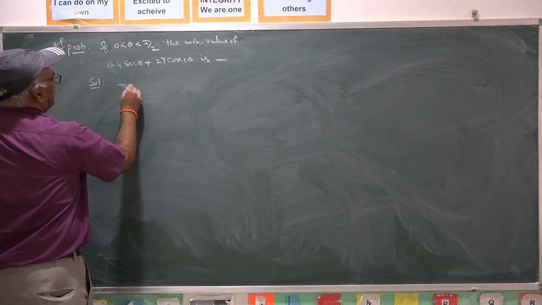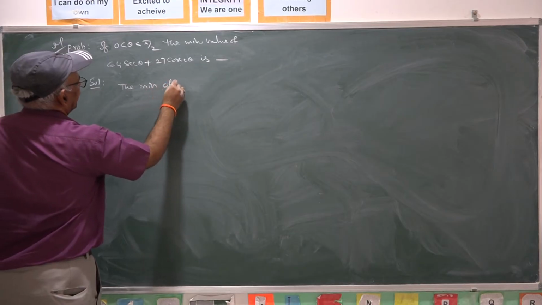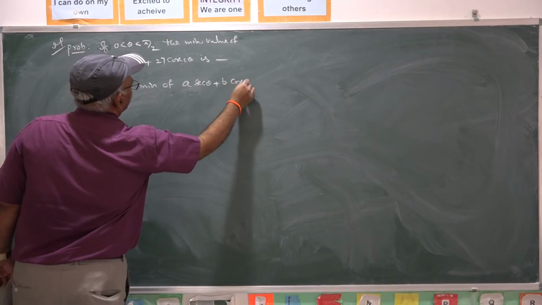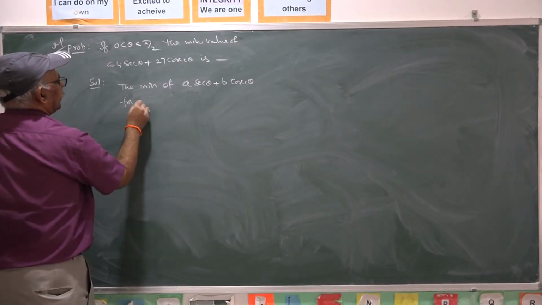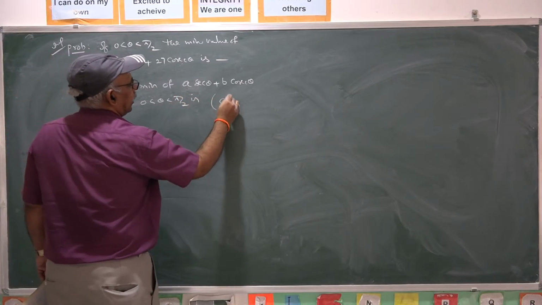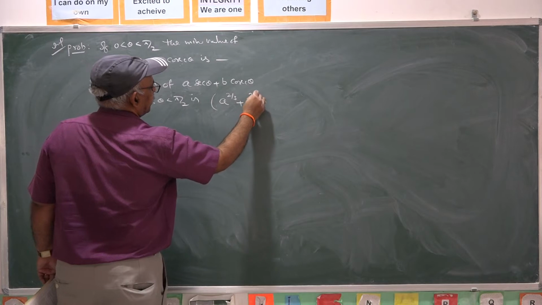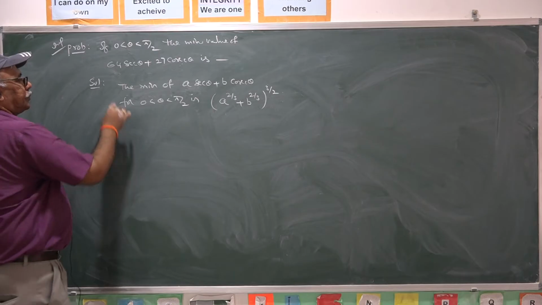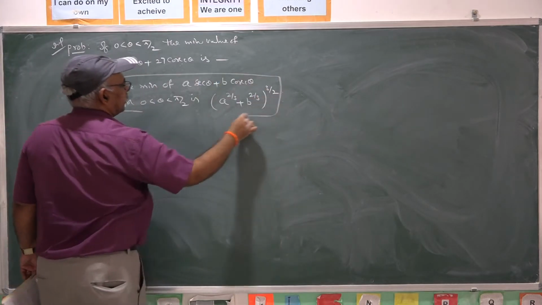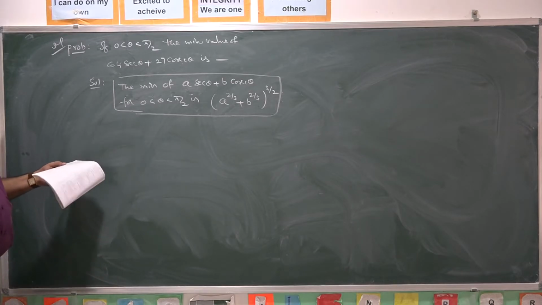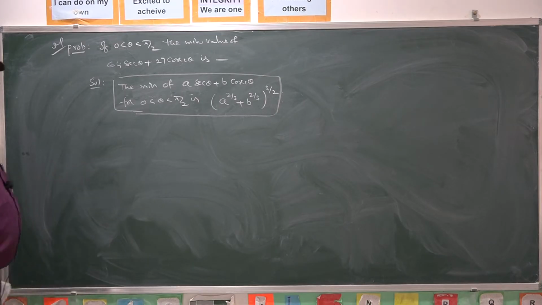So the minimum of A secant theta plus B cosec theta, for 0 less than theta less than pi by 2, is given by (A power 2 by 3 plus B power 2 by 3) whole power 3 by 2. That is the formula. The minimum of the function of the form A secant theta plus B cosec theta is given by (A power 2 by 3 plus B power 2 by 3) whole power 3 by 2.